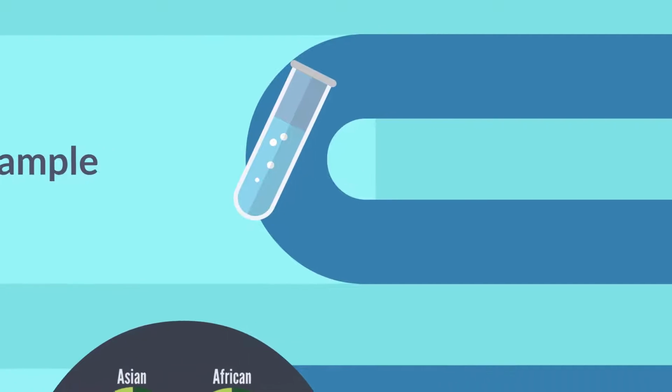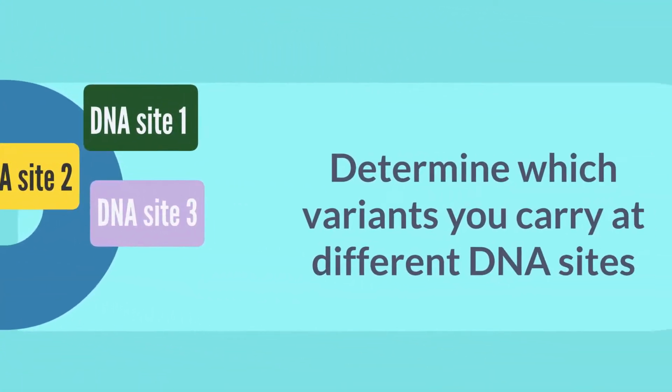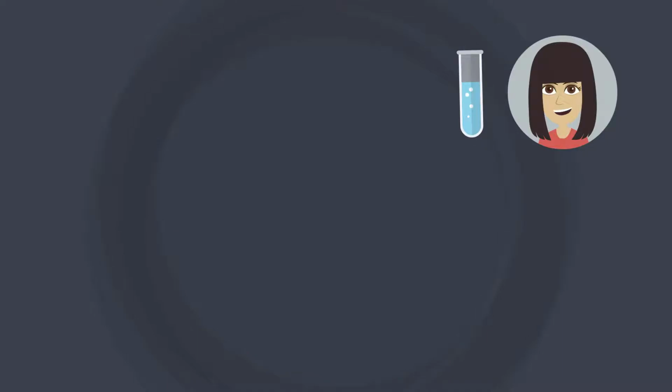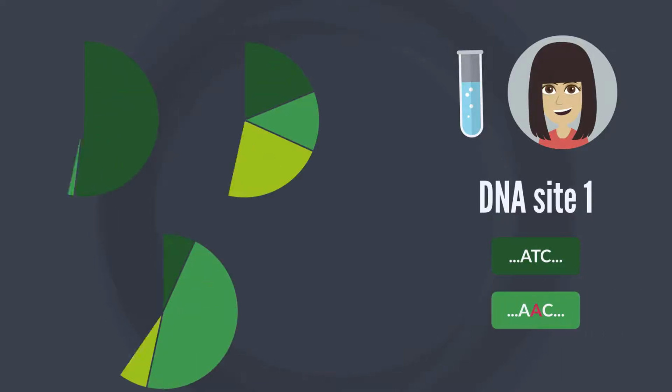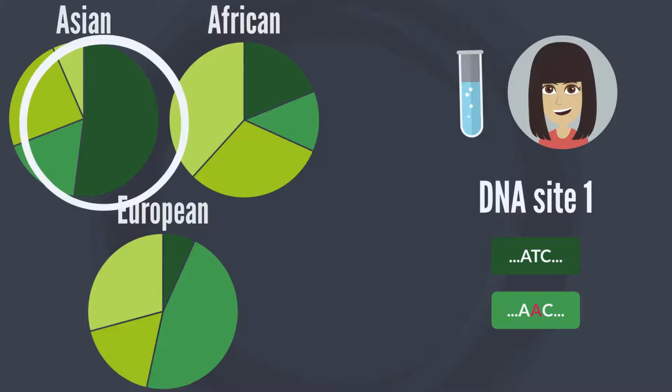In the lab, your DNA is analyzed to determine which variants you carry at specific sites in your DNA. This process, however, is not without error. In some cases, it is possible that instead of correctly reading Daisy's DNA code as ATC, the analysis process might make a mistake and read AAC instead. Because Daisy has a dark green DNA variant, she should be assigned Asian ancestry for this specific DNA site. However, because of the error that was made in reading her DNA code, she will be assigned European ancestry instead.